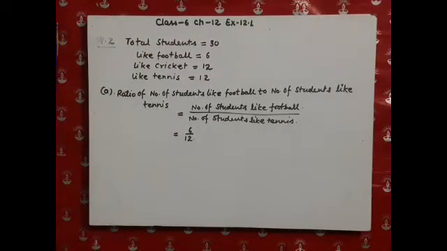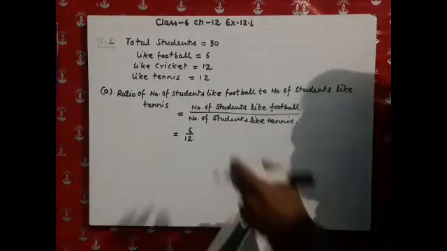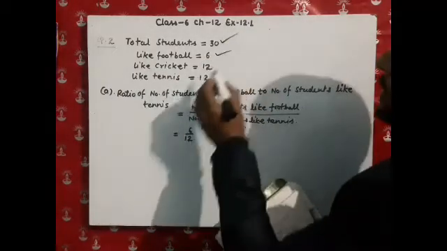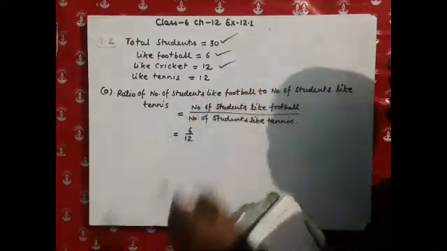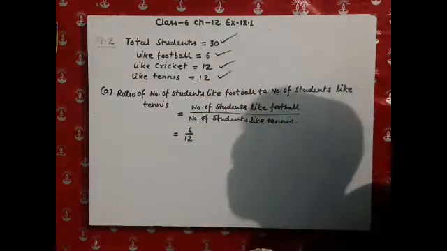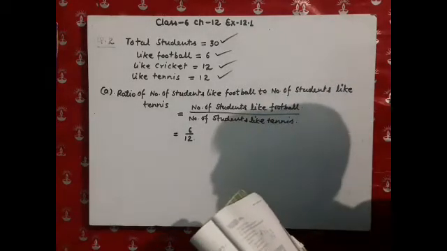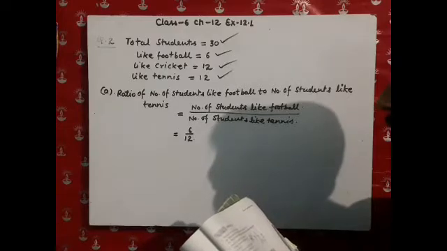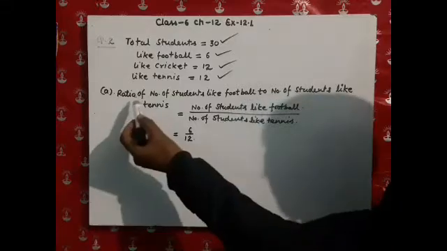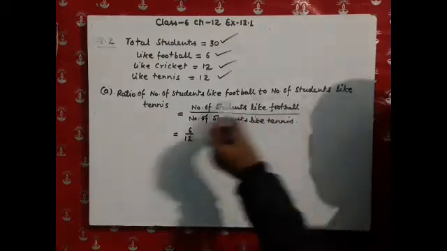Now students, I am going to question number 2. In question number 2, it is saying that out of 30 students in total, 6 students like football, 12 students like cricket, and the remaining students like tennis. That means 12 students like tennis. Now the first part asks for the ratio of the number of students liking football to the number of students liking tennis.